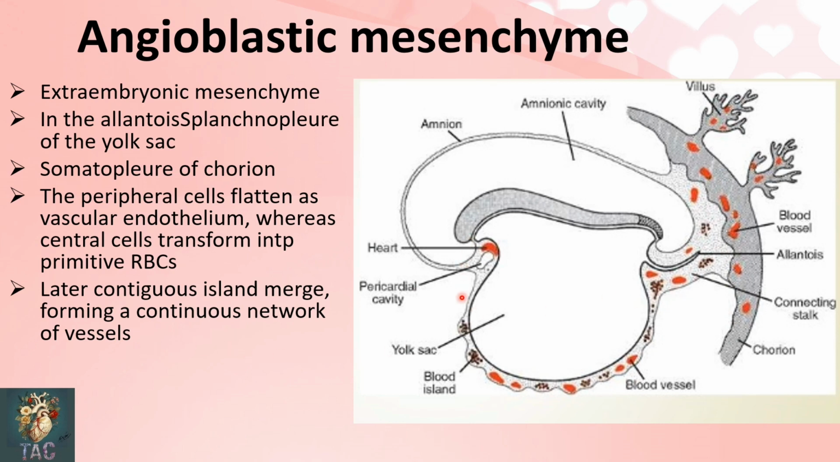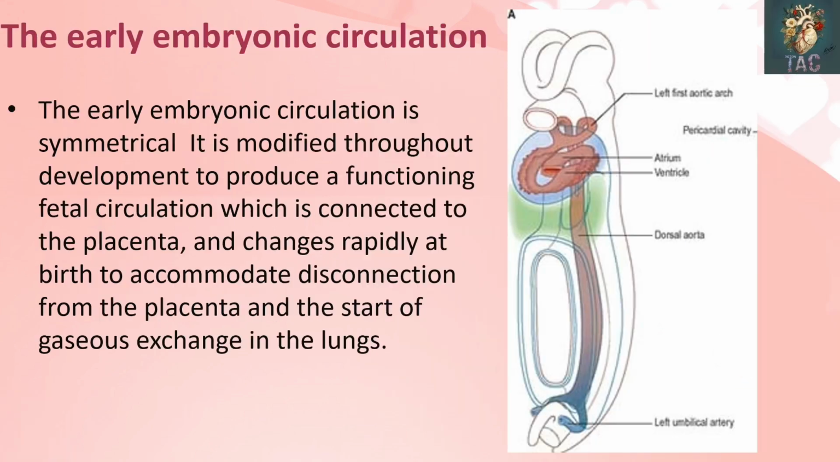So in this diagram, you can see the different blood islands. These islands are present in the wall of the yolk sac as well as in the region of the allantois and in the region of the developing placenta.